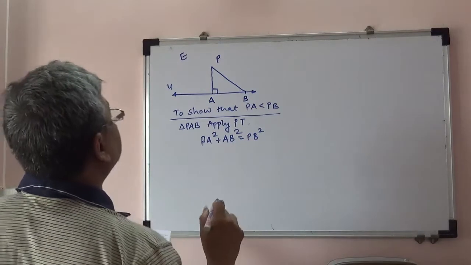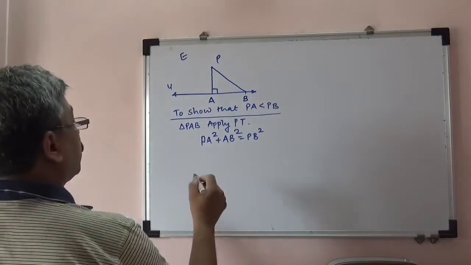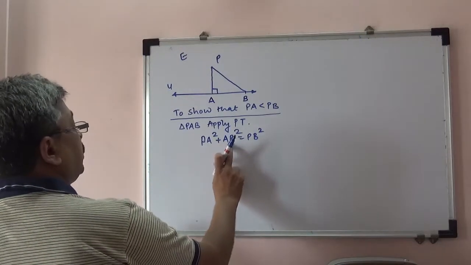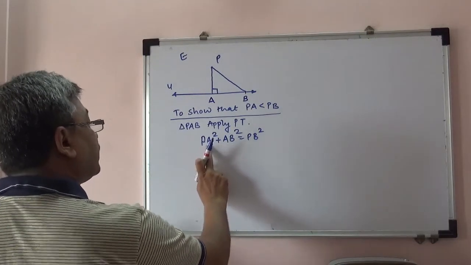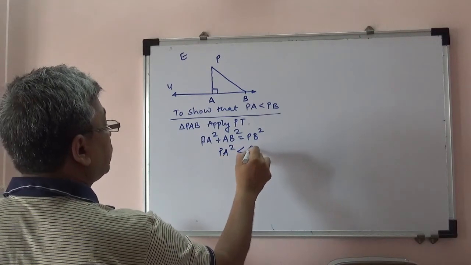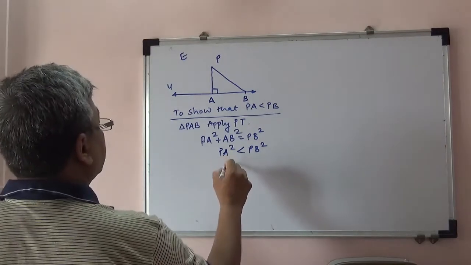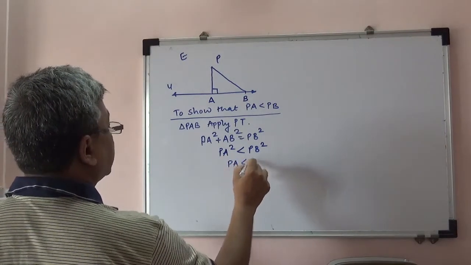All are distances and hence they are all positive. Therefore, what we can say, if we add positive real number to PA square, then we get PB square. Therefore, PA square must be smaller than PB square. And if we take positive square root of both of them, then we can say PA is less than PB.